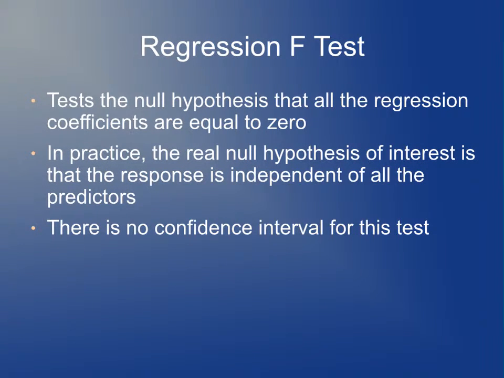So there are several tests associated with the regression model. The F-test tests the null hypothesis that all of the regression coefficients simultaneously are equal to 0. This is usually equivalent to testing the null hypothesis that the response is independent of all of the predictors. If you're trying to predict the risk of lung cancer based on smoking, BMI, socioeconomic status, etc., the F-test is testing the null hypothesis that none of the variables you measured in your study are associated with the outcome, and there's no confidence interval associated with this test.